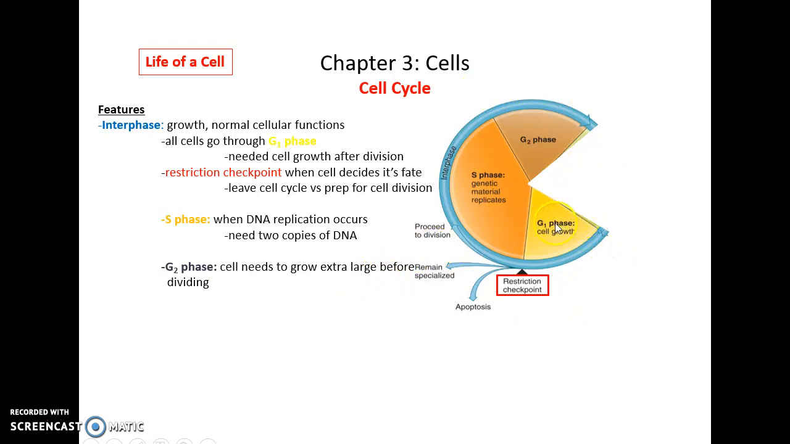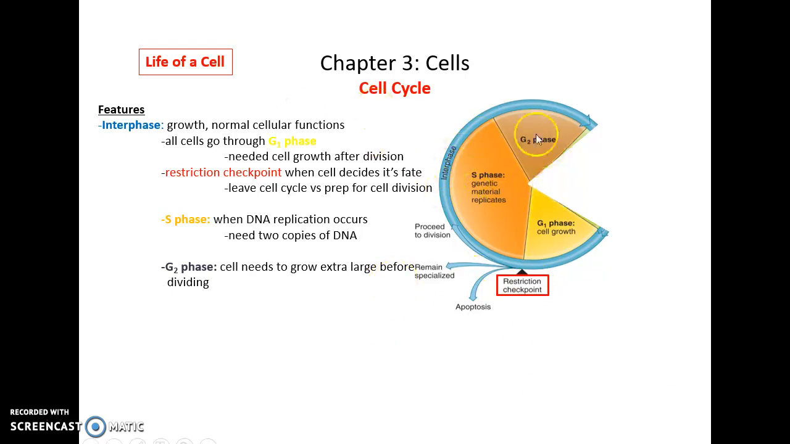So a new cell starts off in the G1 phase of interphase. And some cells then leave the cell cycle to do whatever it is they need to do and never divide again. However, other cells that are going to divide will then grow some more and move into the S phase. In the S phase, they will then duplicate their DNA. Make two copies of the DNA so that when they divide to form two new cells, each cell will have a complete copy of the DNA.